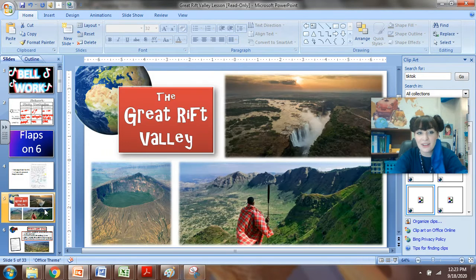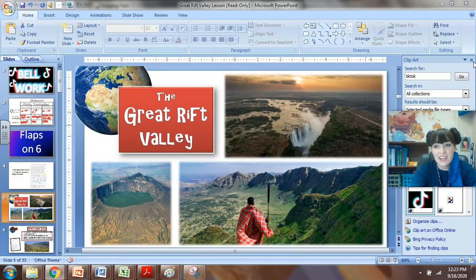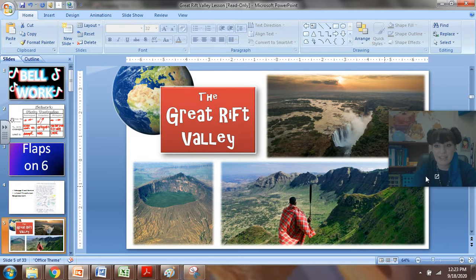Okay, so today we're talking about the Great Rift Valley. The Great Rift Valley. Yeah, it's a really cool place. It's in Africa. It's the largest rift in the world, and we're going to learn all about that today.